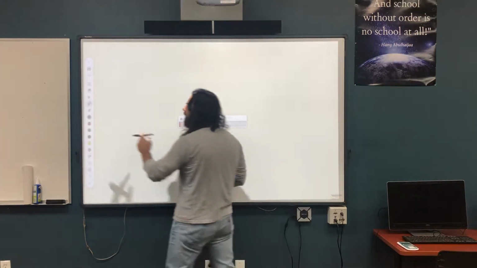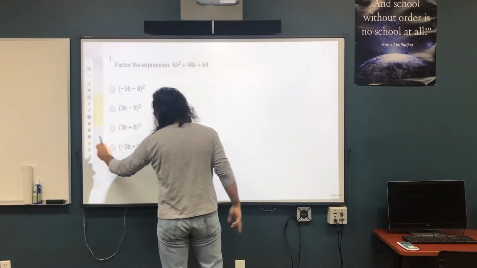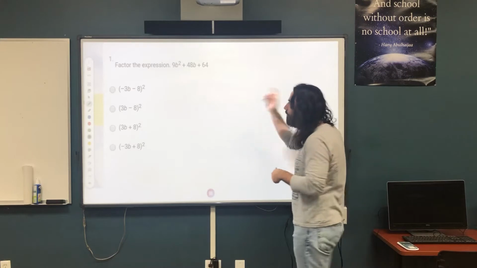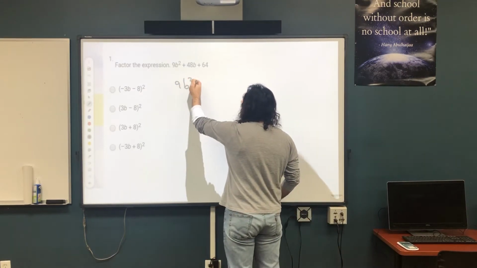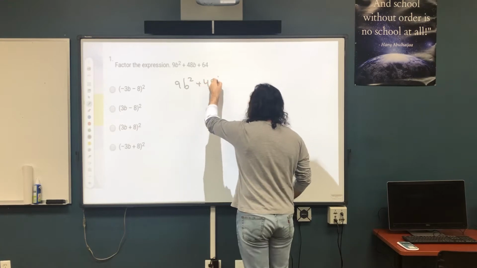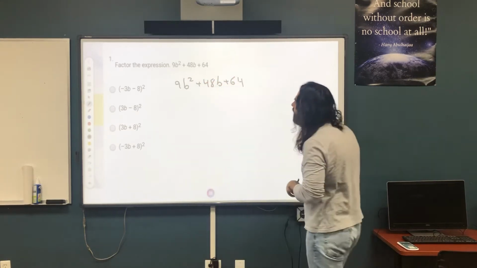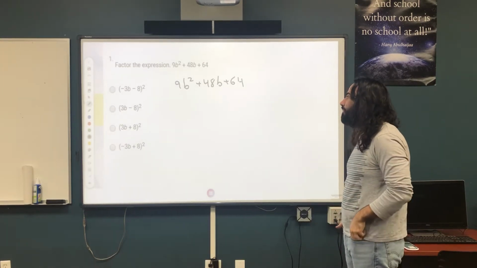It's almost the same thing. We just need to add one more step from the previous lesson, which is factoring trinomials. So for example, in this case, we have 9b squared plus 48b plus 64.